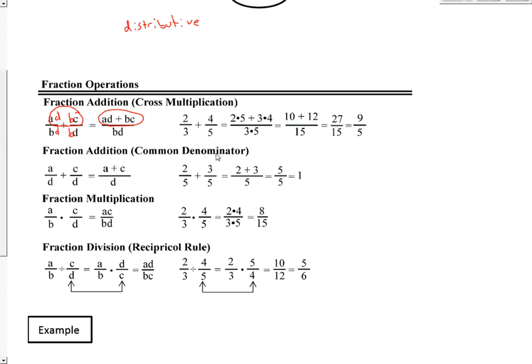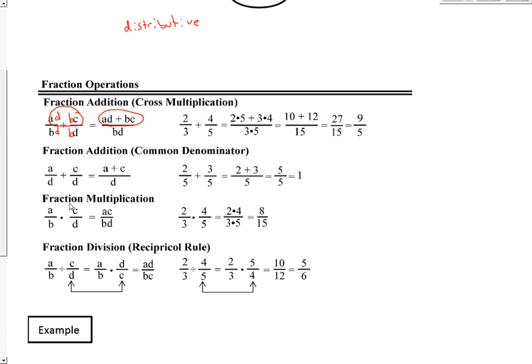When you already have a common denominator, you do not need to change the denominator. You can just go ahead and add, and the two numerators are added also, so you get A plus C over D. Same thing here: the denominator will just stay the same, and you add the two numerators, 2 plus 3, to get 5, and 5 over 5 can be simplified to 1.